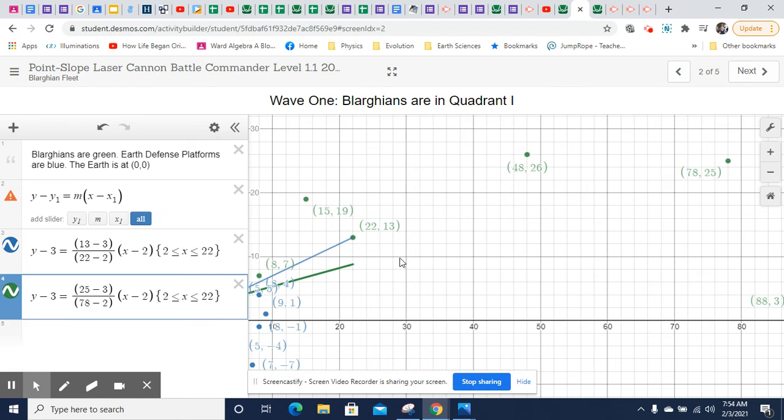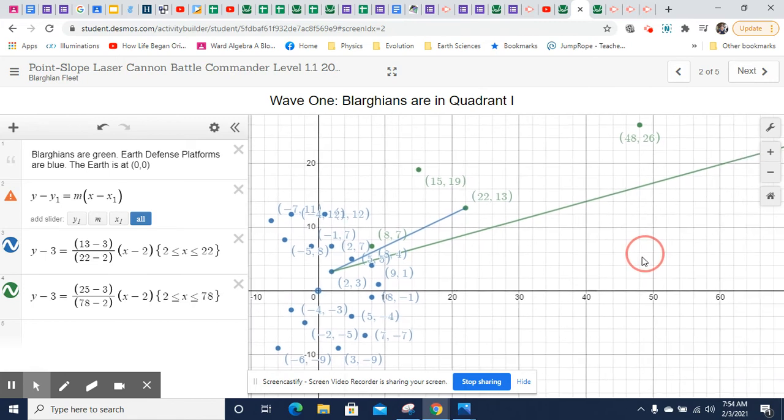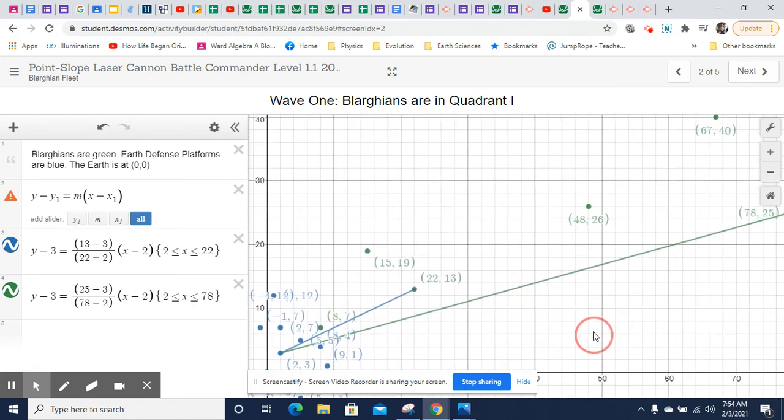Now, it's on its way, but it stopped because we didn't get our inequality to go all the way from 2 to 78. So our x values are going to need to go from 2 to 78, not 2 to 22. And there we go. You shot the ship. So just shoot 5 per slide.